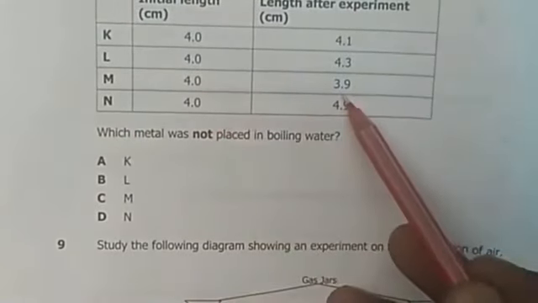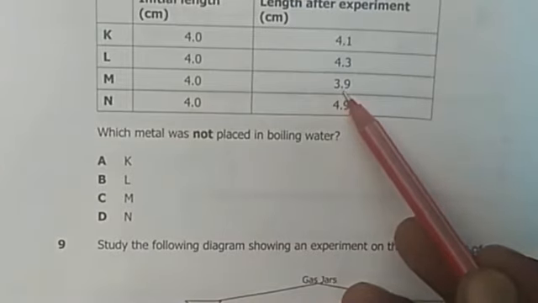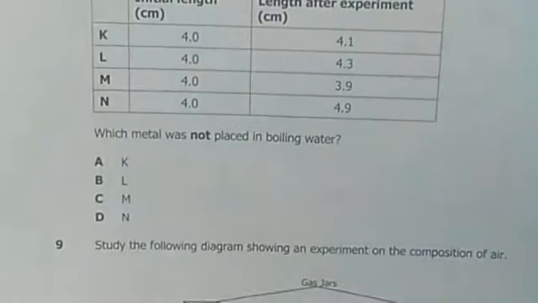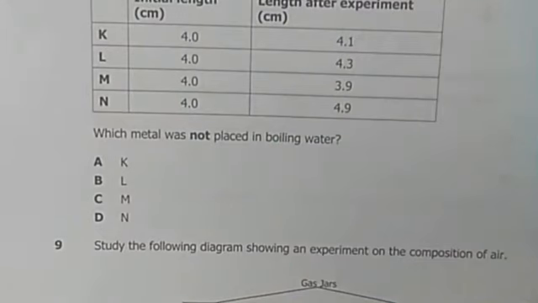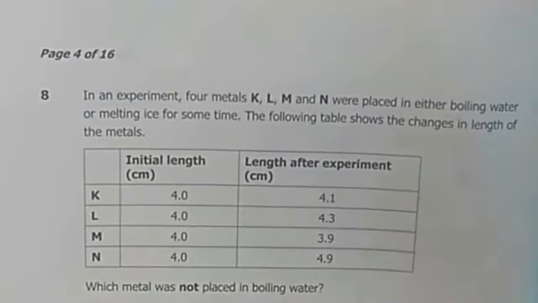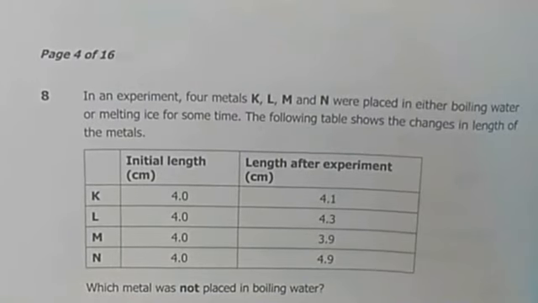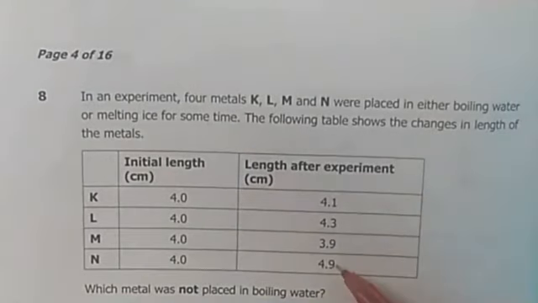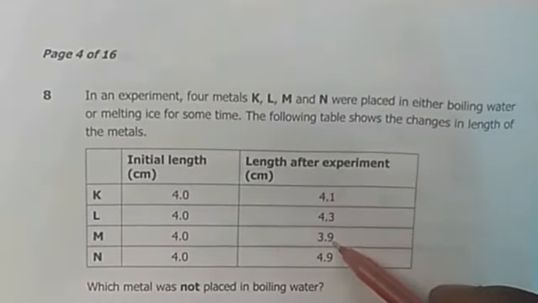Then later on it came to 3.9. That means this metal contracted. That means it wasn't put in hot water. Maybe it was put in cold water, or the condition just changed. It's not mentioned whether it was put in cold water, but as they have explained in the experiment, some were melting ice or boiling water. So some were put in cold water. So this metal could have been put in cold water, the one which has 3.9.